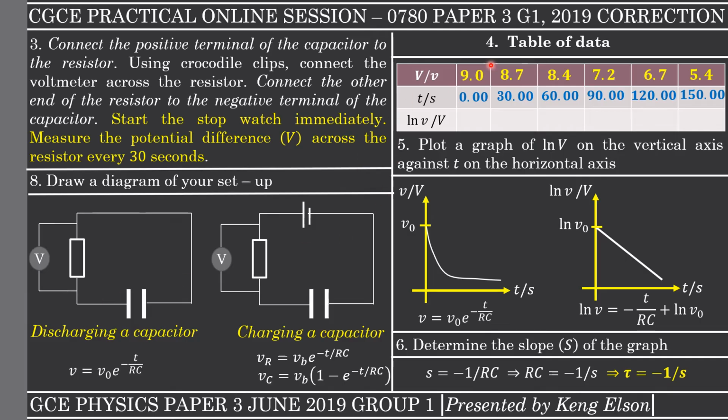Now the fourth thing is we need a table of values. So we have voltage in volts and we have time in seconds. So maybe I just created some values of the voltage. Since you are discharging, the voltage is going to be decreasing.